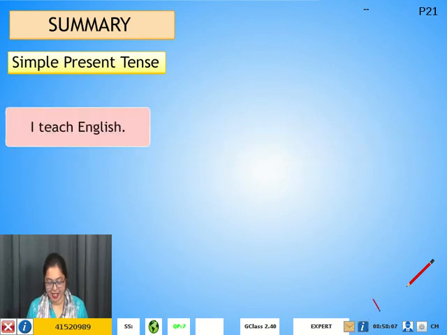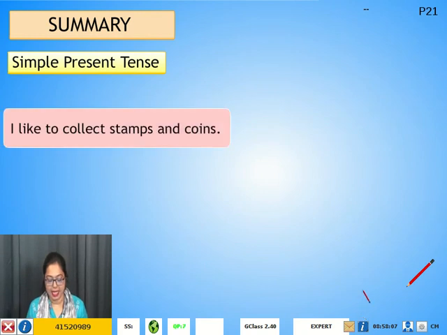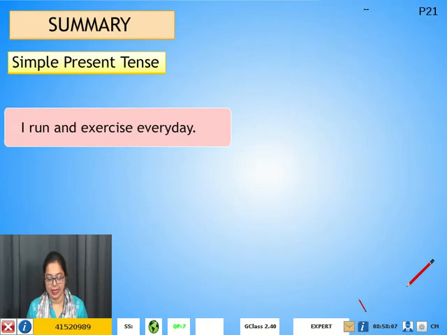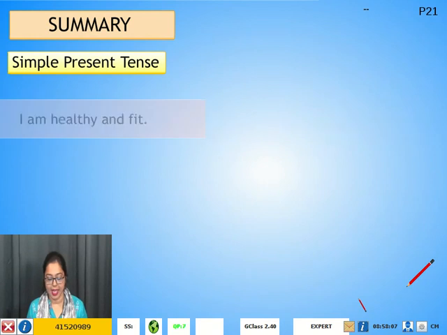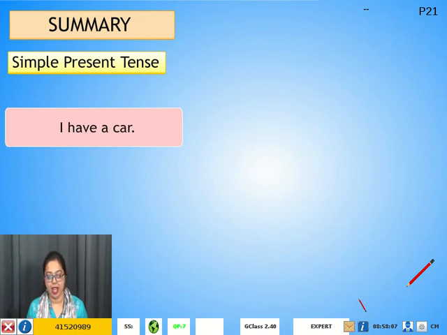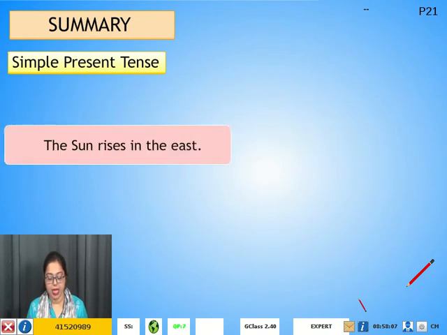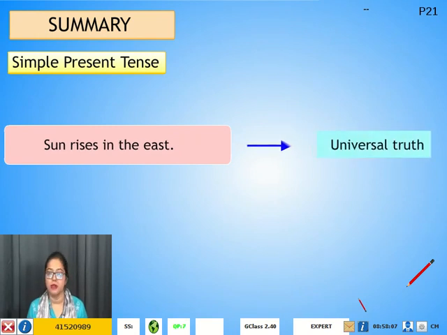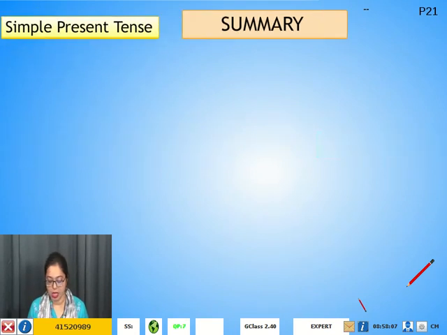So, I teach English, a regular action. Then, I like to collect stamps and coins. This is a hobby. Then, I run and exercise every day. This is a habit. Then, I am healthy and fit. This is a characteristic. Now, I have a car. This is a possession. The sun rises in the east. As I told you, it comes under universal truth, or you can also say general truth.